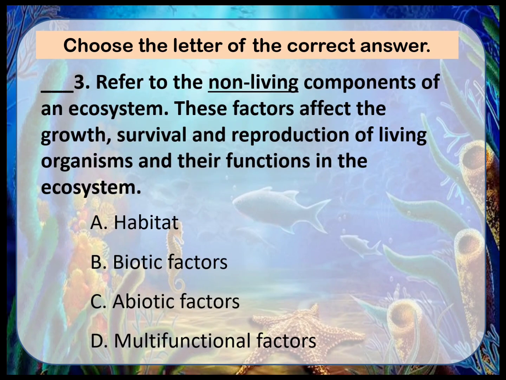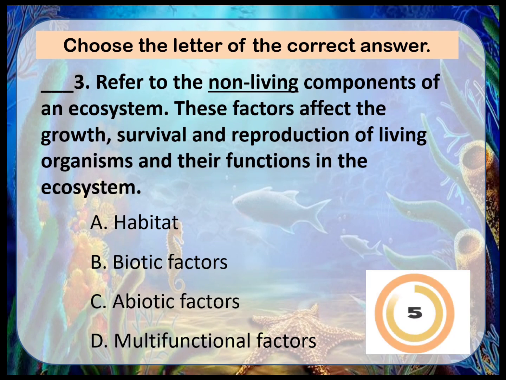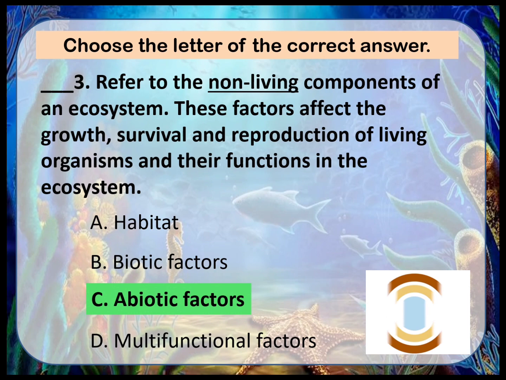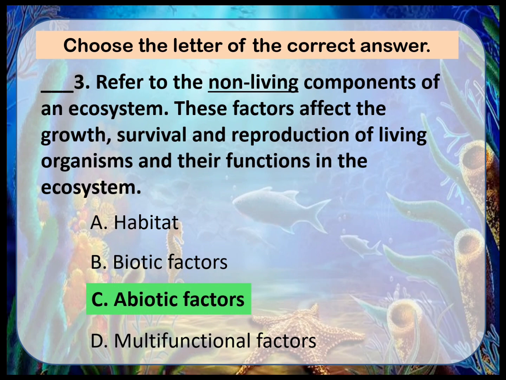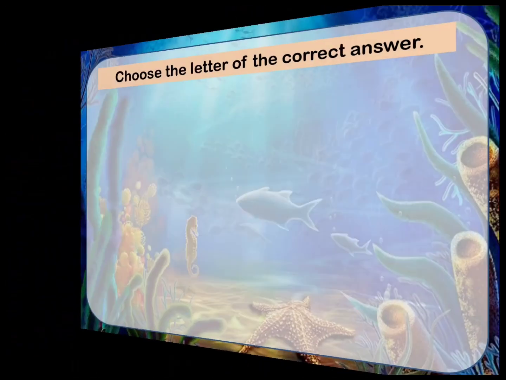Number 3. Refers to the non-living components of an ecosystem. These factors affect the growth, survival, and reproduction of living organisms and their functions in the ecosystem. A. Habitat. B. Biotic factors. C. Abiotic factors. D. Multifunctional factors. The answer is abiotic factors, letter C.